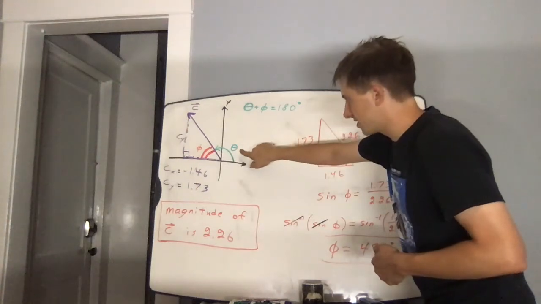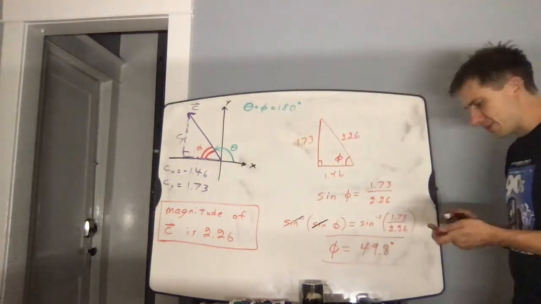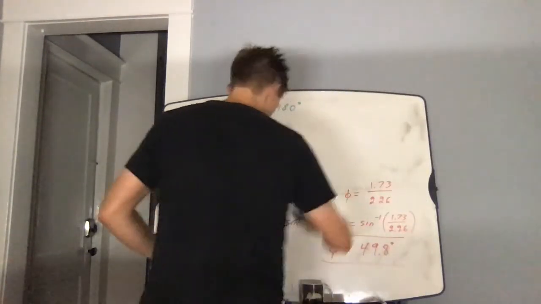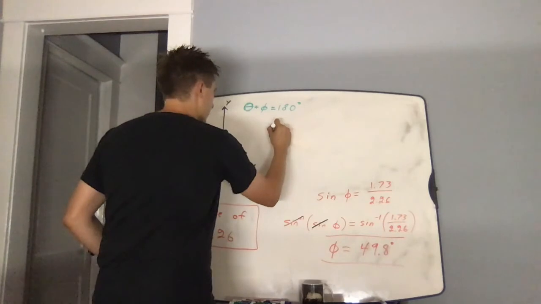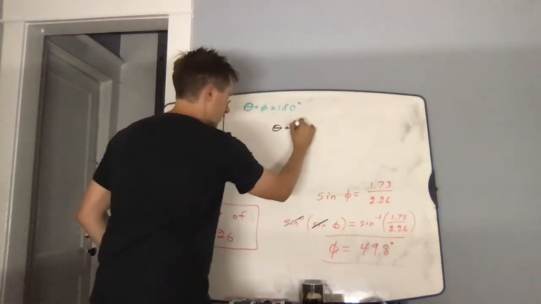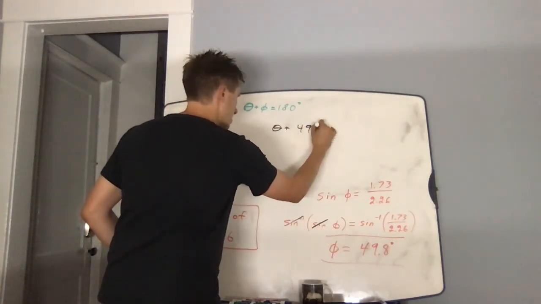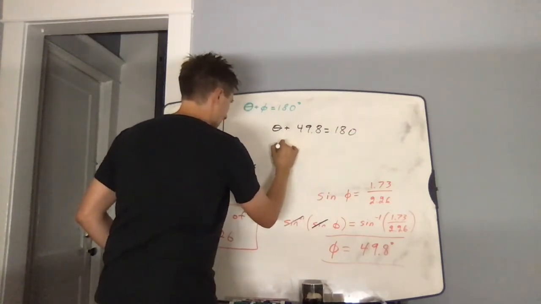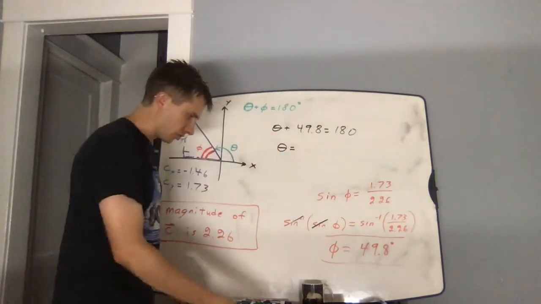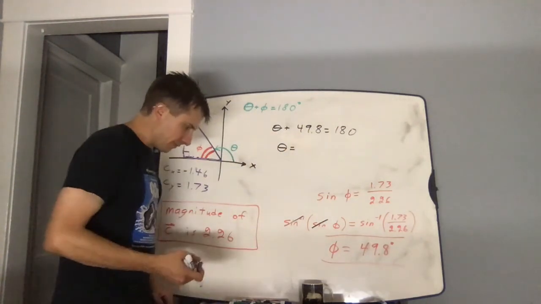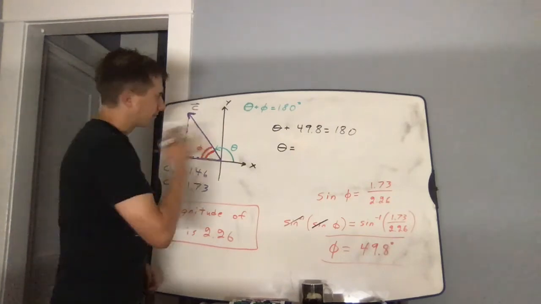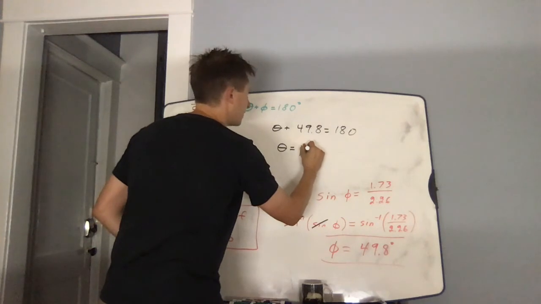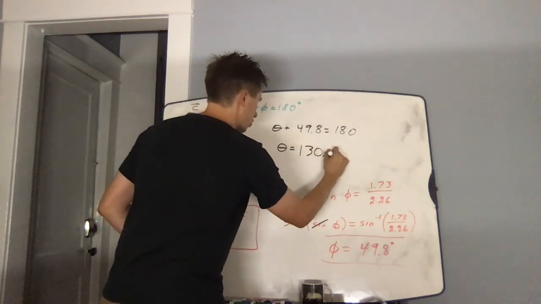Now, I did not find the angle that we are looking for. The book asked us to find theta, but I am practically done with this problem, because at this point I could just say theta plus 49.8 is equal to 180. So I could subtract, and I find theta is equal to 130.2 degrees.